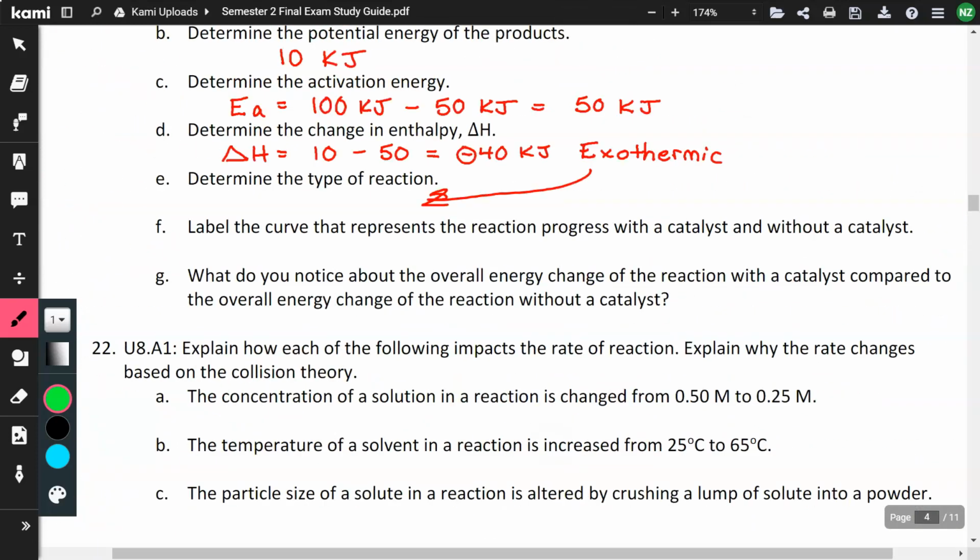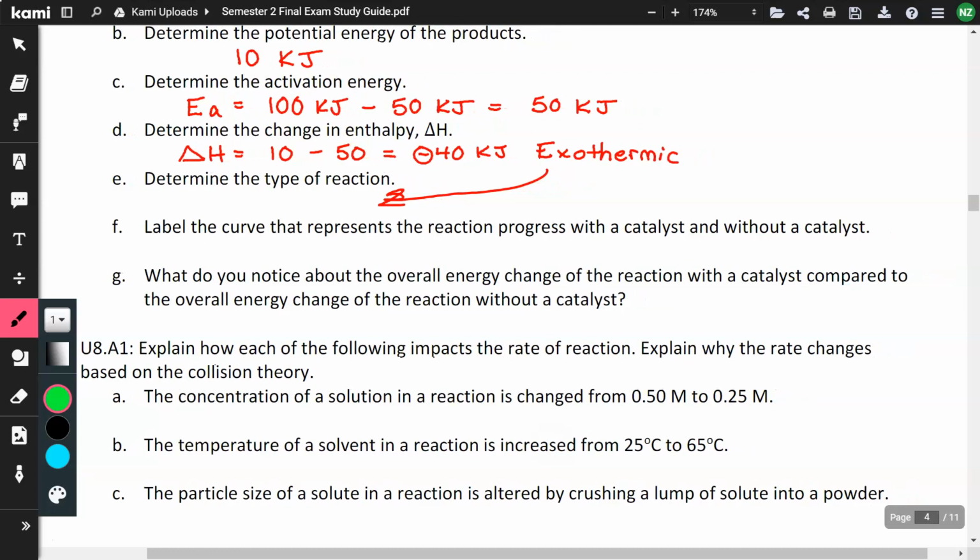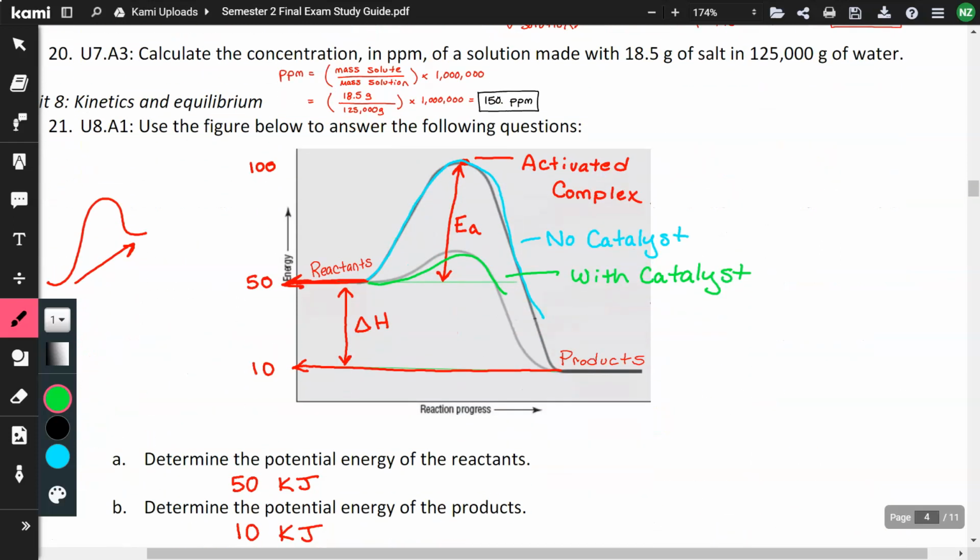So we kind of talked about this. G says, what do you notice about the overall energy change of the reaction with the catalyst compared to the overall energy change of the reaction without a catalyst? It just lowers the energy. The overall energy of the reaction, we're still starting at 50 and we're ending at 10, but our activation energy is lower.